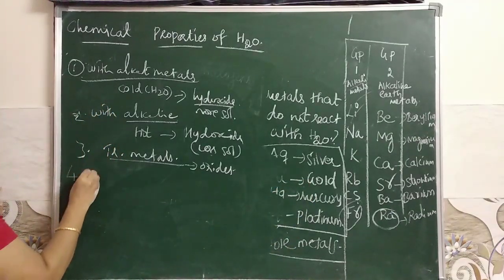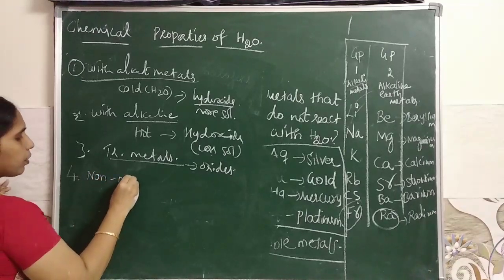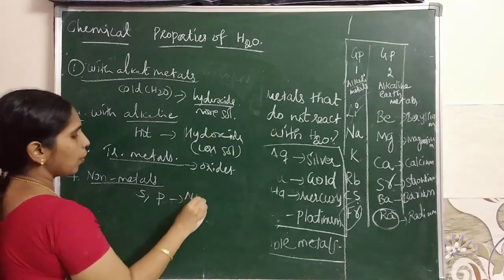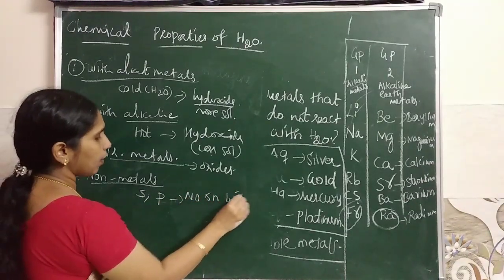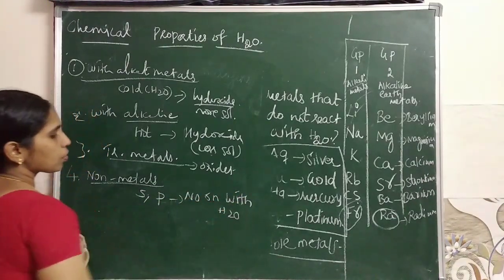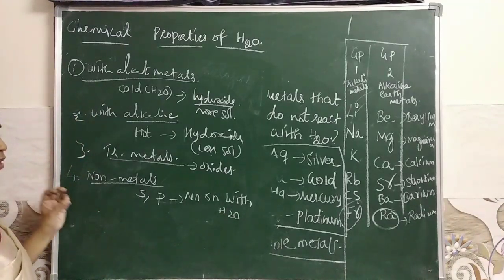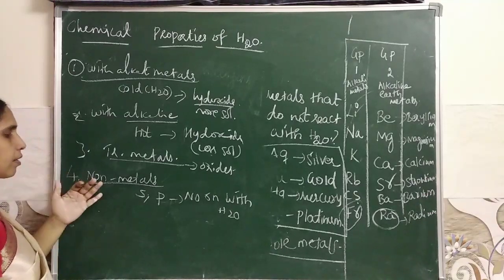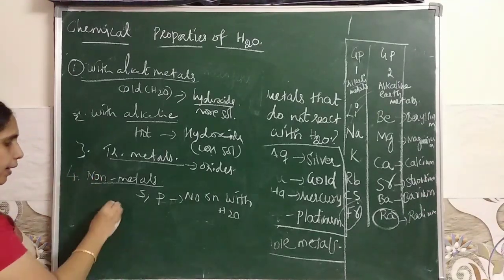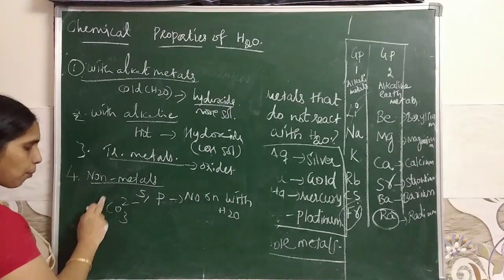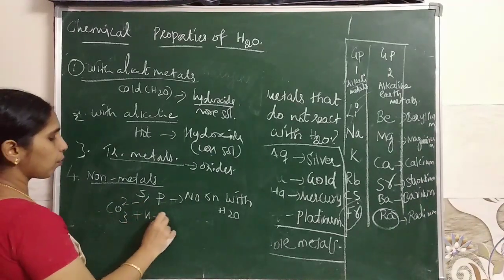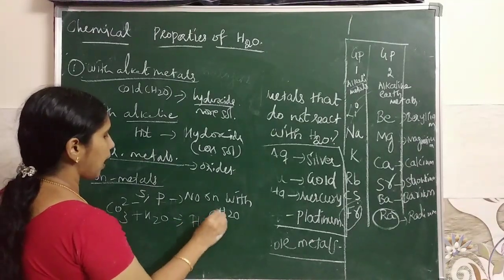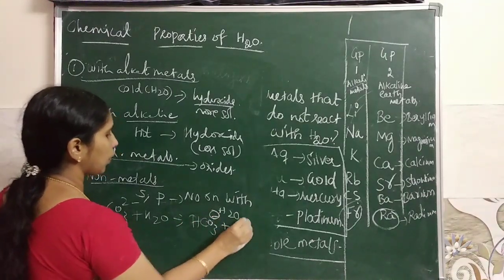Next, with non-metals. Non-metals like sulfur and phosphorus have no reaction with water. Okay. If carbon reacts with water, in steam condition, it forms water gas. Okay, next, compounds of non-metals, that is carbonate. This is a compound of carbon. It reacts with water forming bicarbonate and OH minus. Okay.